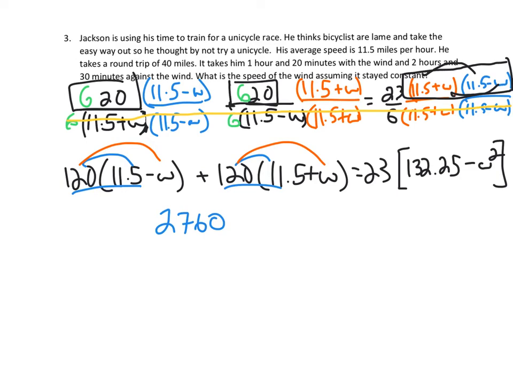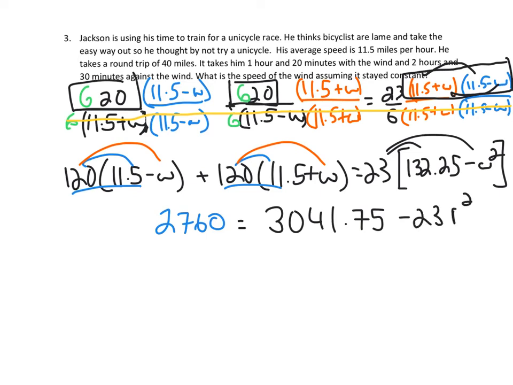If you need to multiply that out just to wrap your head around that, go right ahead and do so. On the right side of the equation, when I distribute the 23, you end up getting 3,041.75 minus 23r squared. So this is a quadratic equation now. So typically what we'd want to do is set it equal to 0, try and factor, or use the quadratic formula. I noticed that I don't have an r term, so no b term, so I can actually solve this by taking square roots.